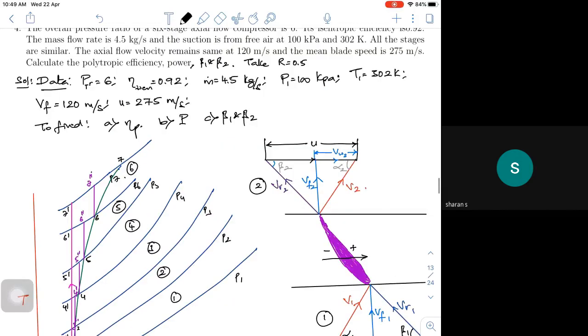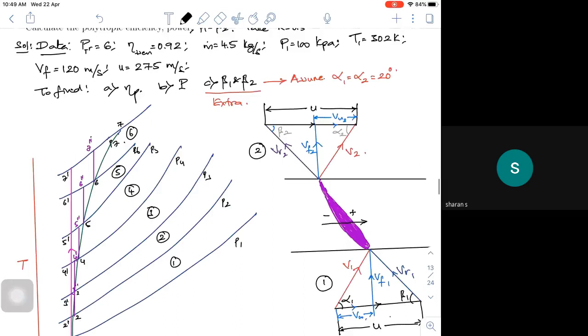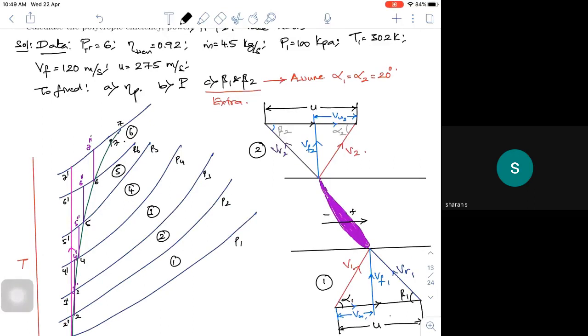It's an extra thing. Sometimes they might ask this. For this, I want you to try: assume alpha 1 is equal to alpha 2 is equal to 20 degrees to find it. It's an extra thing, which is not in the original numerical. Just as we are drawing the velocity triangles for this first problem, from the velocity triangle I want you to calculate the corresponding beta 1 and beta 2 for the given alpha 1 and alpha 2. Is that clear? Right.